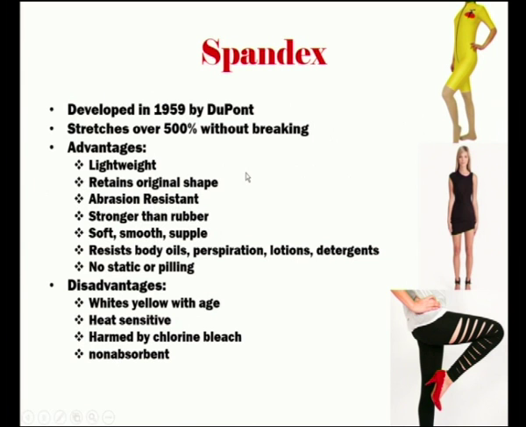Another class is spandex, which was developed in 1959 by DuPont. Again, DuPont prepared so many artificial or synthetic fiber fabric materials. It stretches over 500% without breaking. So, this is the elongation of spandex, which is used for stretchable or elongatable fabrics.